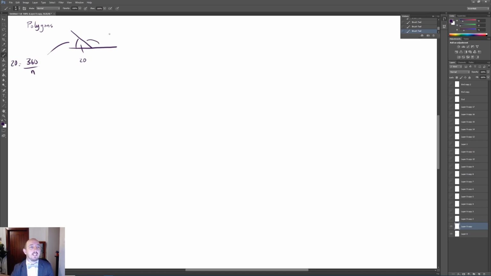Or they might give you the interior angle. Let's say they give you 160 here, then you can work with the interior angle formula, but it's much easier to work out the exterior, 180 minus 160, and do the exterior formula.